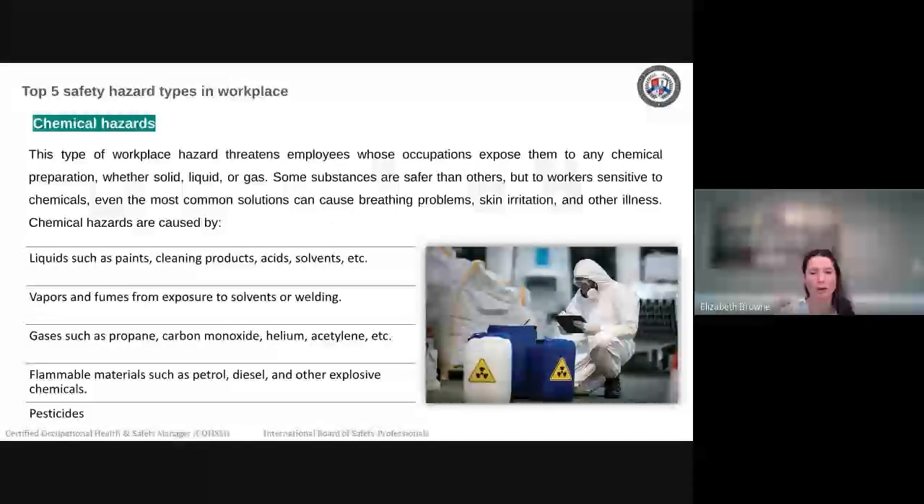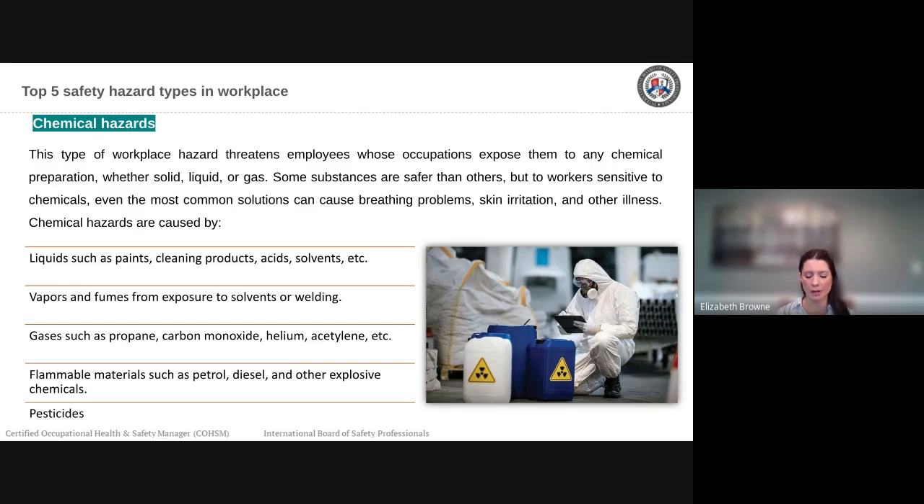Chemical hazards are types of workplace hazards that affect employees who have an occupational exposure to chemical preparation, whether it's a solid, liquid, or gas. Some substances are not very harmful to employees. Workers might just have a sensitivity or a small reaction if they're exposed to it, like a skin irritation, like a rash, or it might cause a temporary breathing problem, like a cough. But there are chemical hazards that can cause very severe reactions and can lead to death, even if a worker has an acute exposure, meaning one-time or short-term exposure. So chemical hazards are caused by liquids like paints, cleaning products, acids, and solvents.